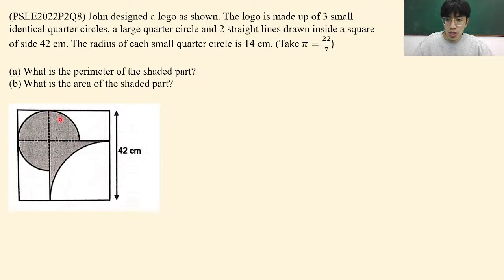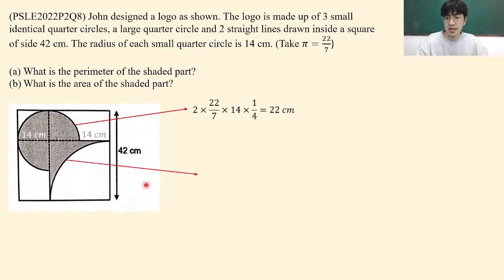For example, this one over here, this one over here, and this one over here. And then we try to see if we can find the perimeter of each of these segments. And especially this thing over here is a big arc of a quarter circle. And then don't forget, many of you made this mistake during the exam.